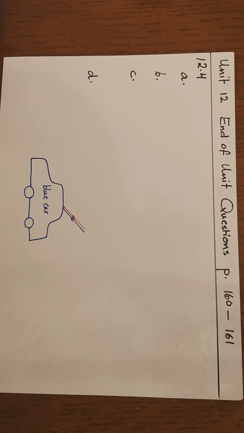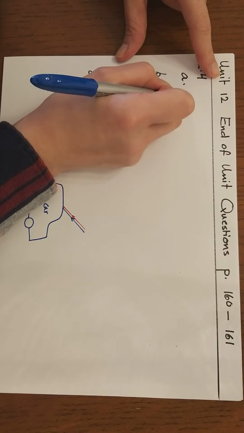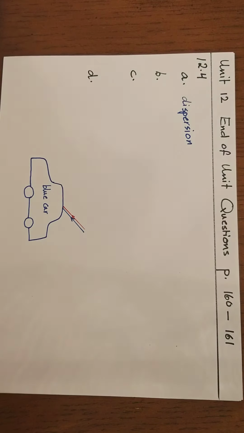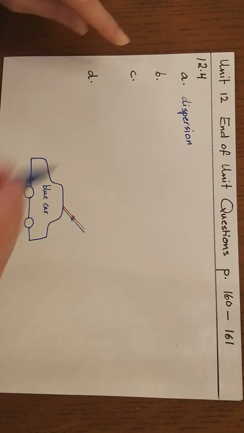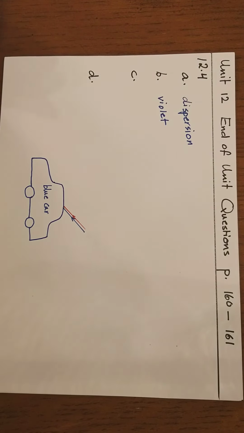Okay, question 4. When light passes through a prism, it is split up into a spectrum of different colors. A. What name is given to the forming of a spectrum by a prism? Remember, we said that the split of white light into the 7 colors of the spectrum is called dispersion. B. Which color of the spectrum is refracted most by a prism? We said that the color that's refracted the most is violet. And of course, red is refracted the least.